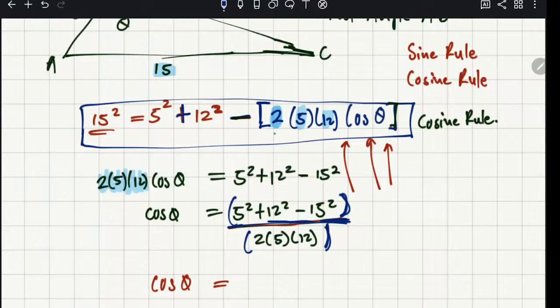Bring the answers. Come on, students. Bring the answers for cos theta. Tapelo, I want to see you answer. Put it in the chat. Students, put it in the chat, everybody. What is the answer?